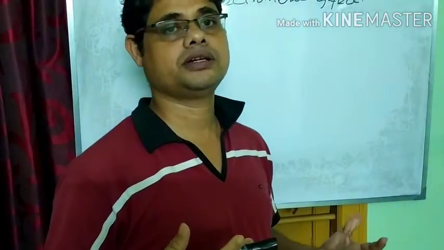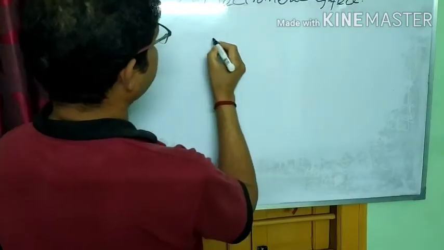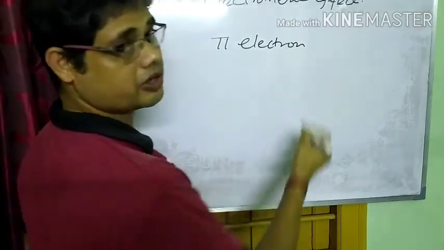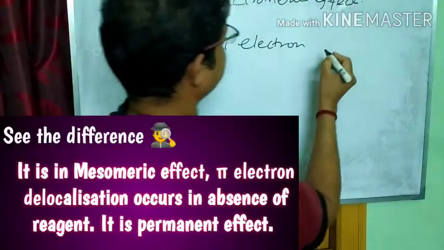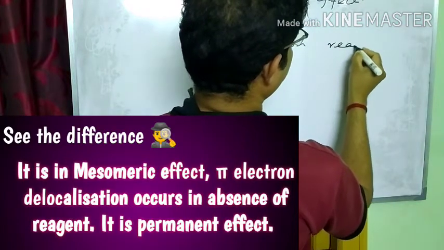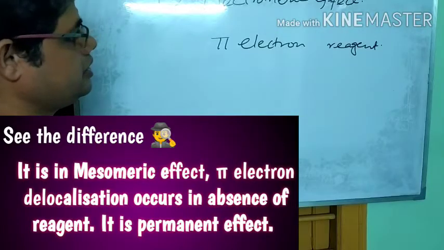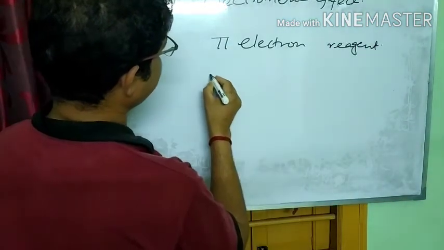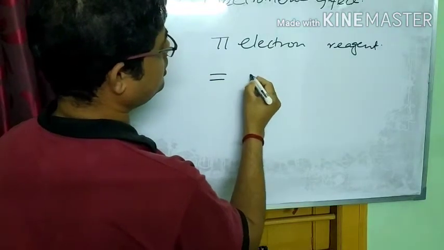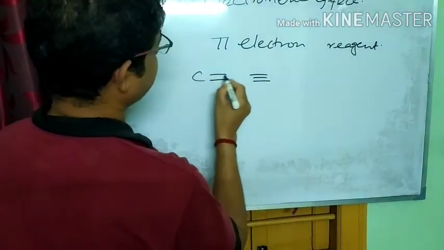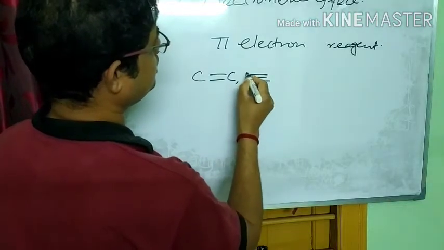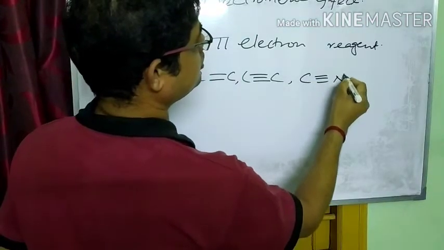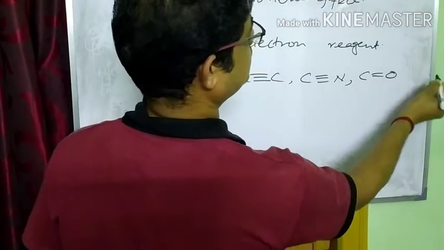In electromagnetic effect, what happens? Here, pi electron displacement occurs in presence of reagent. In presence of reagent. So here, in this case, the compound must have a double bond or a triple bond. It may be carbon-carbon double bond or carbon-carbon triple bond or carbon-nitrogen triple bond, carbon-oxygen double bond, etc.